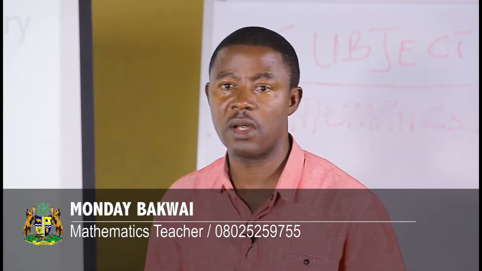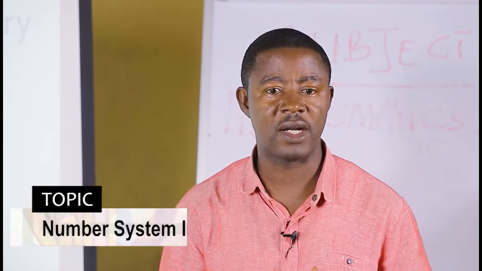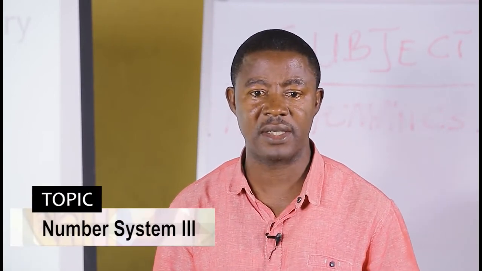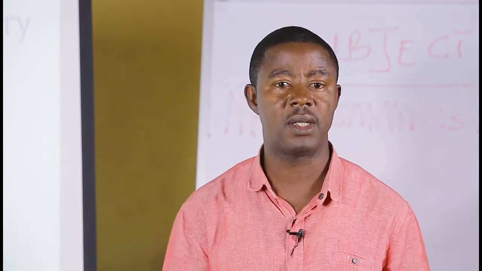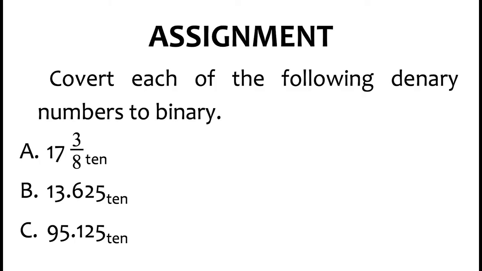Now, before we conclude, I will give you an assignment so that you can practice before we meet in the next class. The assignment goes like this. Convert each of the following denary numbers to binary. A. 17 whole number 3 over 8 base 10.